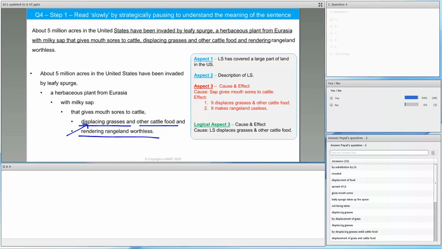Okay, so the logical cause and effect should be that rendering rangeland worthless should actually be the effect of the cause, displacing grasses. This should be the cause, displacing grasses, and that's why the rangeland becomes worthless. Okay, so is this intended meaning clear? Logical aspect 3, is this clear to all of you? Is this part clear? We are all following that. How did we establish this?